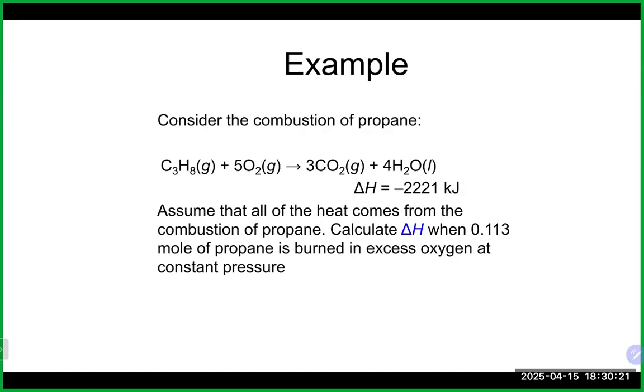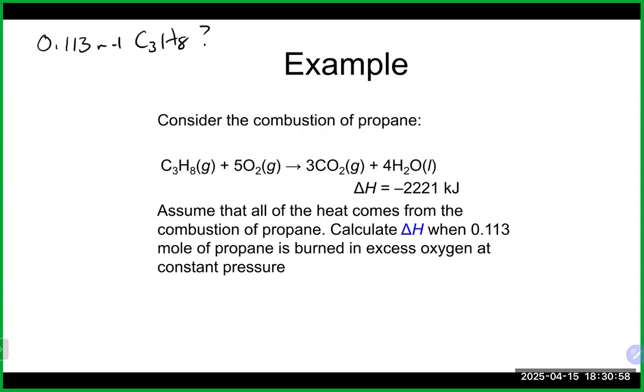So sometimes you are given an equation here with the delta H value. And you actually can use the equation kind of like in stoichiometry, where you do a mole to mole relationship. You could actually use the equation with a mole to energy relationship to answer a question. So, for example, in this one particular case, we want to know basically how much energy is required when we do 0.113 moles of propane, which is C3H8.